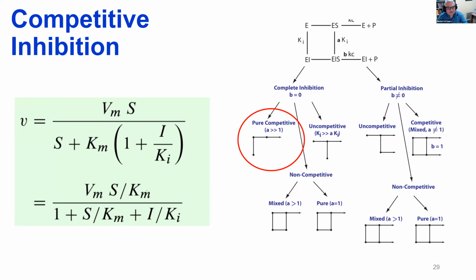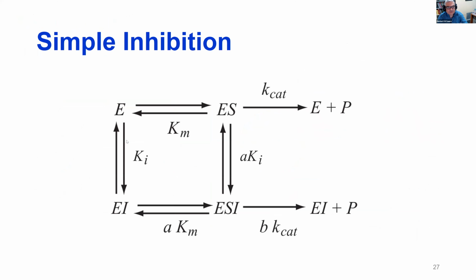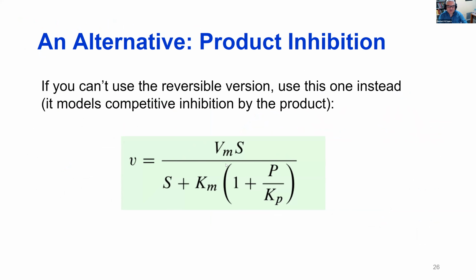Those of you who are fully alert may notice that this is the same form of equation as the product inhibition that you can use in a reversible Michaelis-Menten rate law. So the product basically acts as the competitive inhibitor.